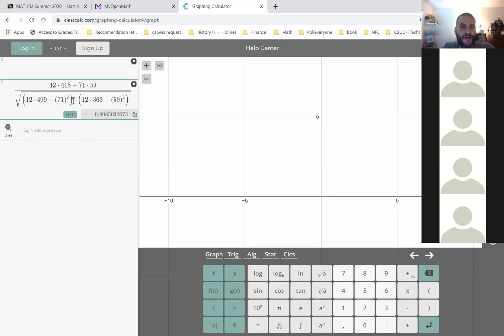So for this one, you do want to be careful with the parenthesis and with the multiplication. So if you look at the r value, we got r is equal to 0.9085. Any question on how I got that value?